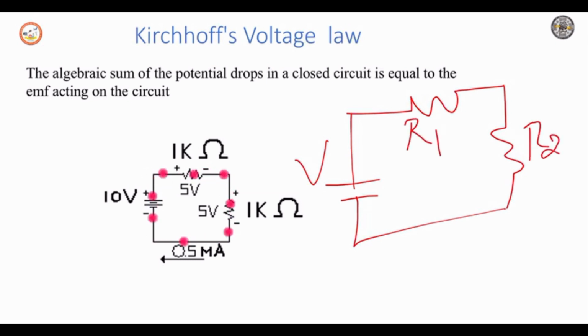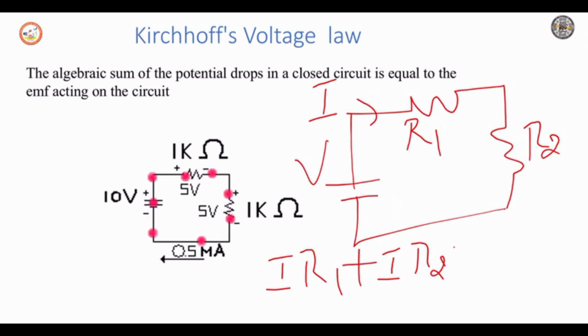The algebraic sum of the potential drops in a closed circuit: consider the current flowing, let us assume it as I. From Ohm's law, the drop across R1 will be IR1 and the drop across R2 will be IR2. According to the statement, the algebraic sum of the potential drops, that is IR1 plus IR2, will be equal to the EMF acting on the circuit, that is the voltage source V. That is what the voltage law says.